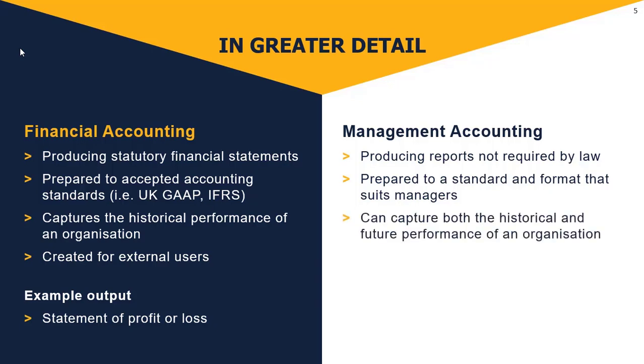Financial accounting summarises historic performance. Management accounting can do that, but also captures future as well, so can capture both historic and future performance of an organisation. Created largely for internal users, so the people running the company, the managers or the directors, will produce the management accounts. And an example of output, an example of something that will be included in management accounts in most cases, will be an annual budget, perhaps a sales budget or a profit budget or a cash budget.